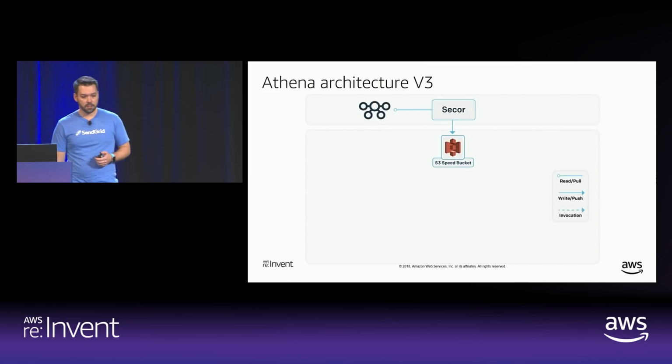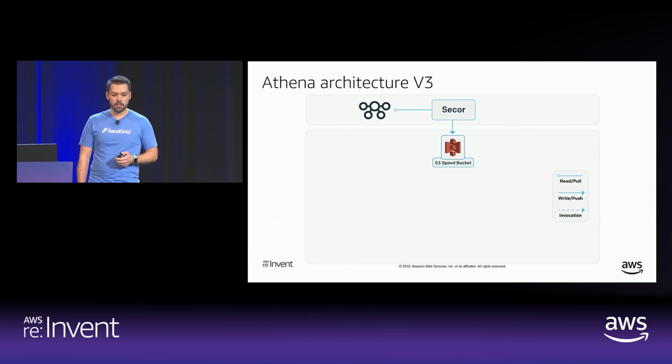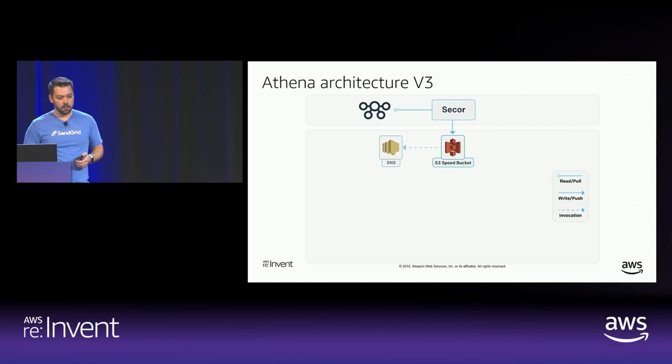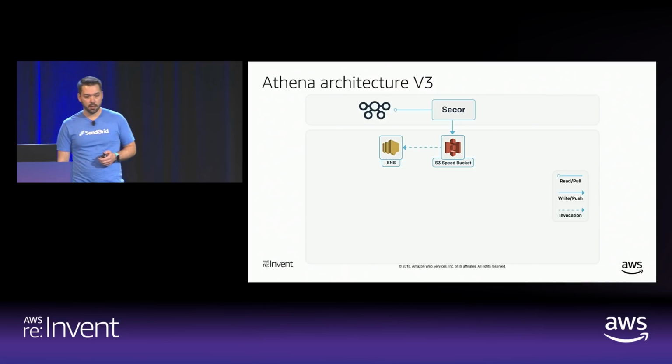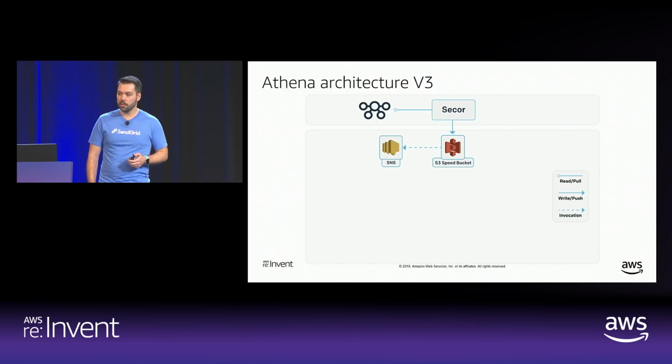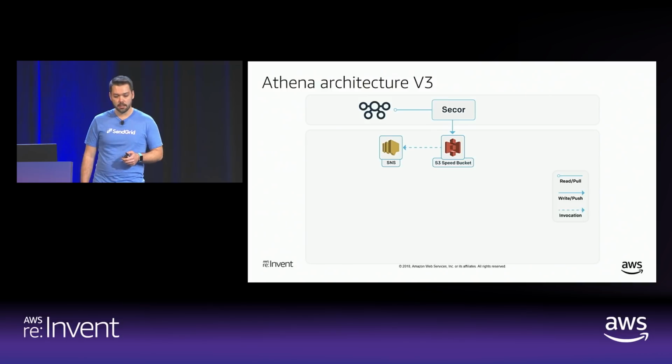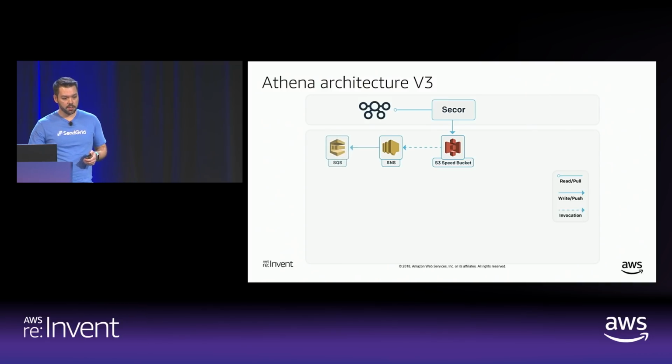So again, we start with Secor consuming off of Kafka, and it still writes up to the speed layer once a minute. We enabled S3 event notifications on this bucket. As Roy mentioned, you can get triggers based off of when file changes occur in S3. So whenever we upload a file or delete a file, those events get sent to SNS, and then from there, they get forwarded to SQS.